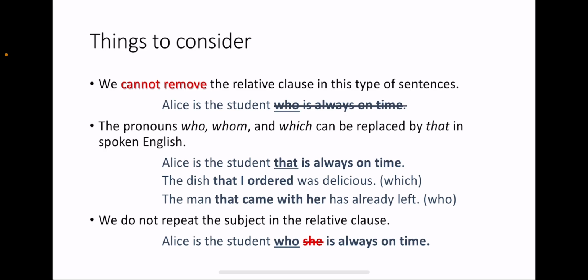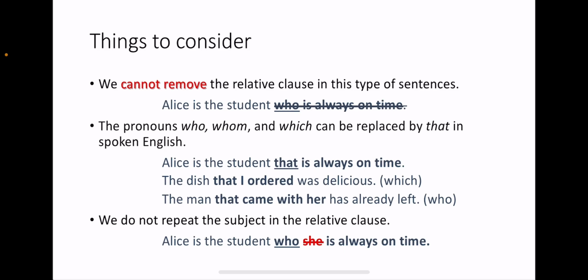If you're writing something that is formal, an essay, an article, or you're giving a presentation, a conference, something like that, try to be formal and try to use the correct pronoun. And finally, the last thing we need to consider is that we do not need to repeat the subject in the relative clause. This is a very common mistake some students make. In English we know that we need a subject for verbs, right? And most of the time we think that the subject is I, you, he, she, Maria, Pedro, something like that, right? It can be a pronoun or a person.